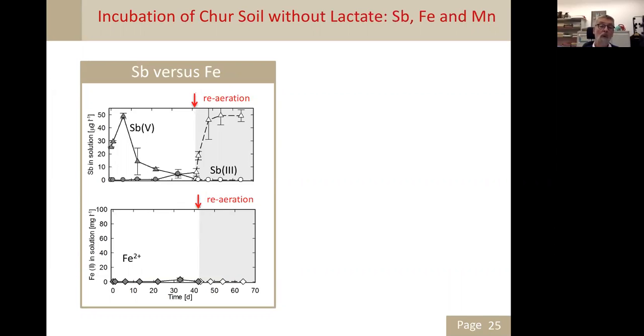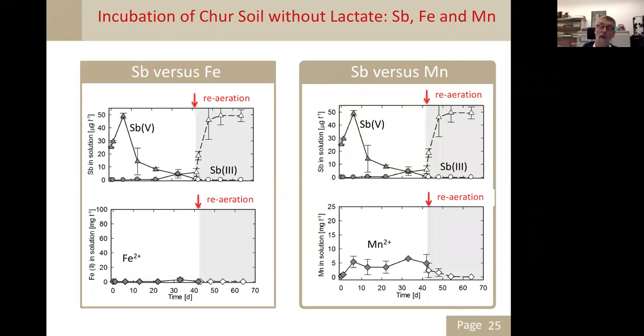These are the same two graphs that show you the relation between antimony and the iron. Our suspicion was there are also other hydroxides and oxides in soil. And one important component are manganese oxides. They are quantitatively much less important than iron oxides in our soils, most soils I would say, but still they can play a role and they act as sorbents for antimony like iron oxides do.